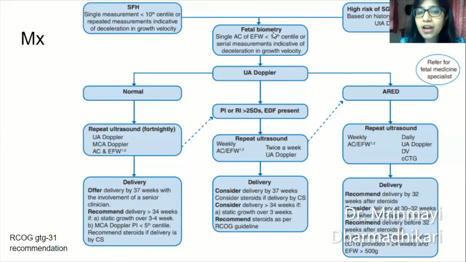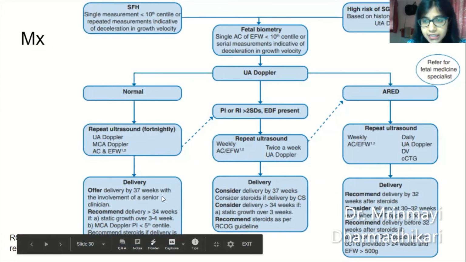Okay. On fetal biometry, if you find that a single reading of abdominal circumference or estimated fetal weight is less than the 10th centile, or if serial measurements indicate a deceleration in growth velocity, then you will do an umbilical artery Doppler. Now, depending on the findings of the umbilical artery Doppler, if the findings are normal, well and good, repeat ultrasound fortnightly. It should include umbilical artery Doppler, MCA Doppler, abdominal circumference, and estimated fetal weight. If all these remain normal throughout, then delivery should be offered at 37 weeks of gestation.